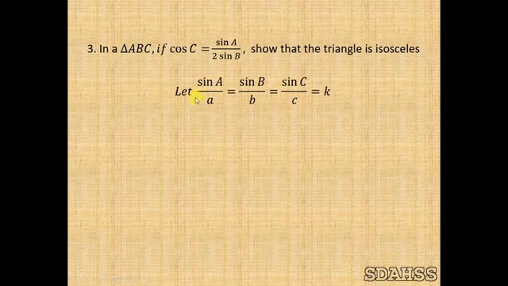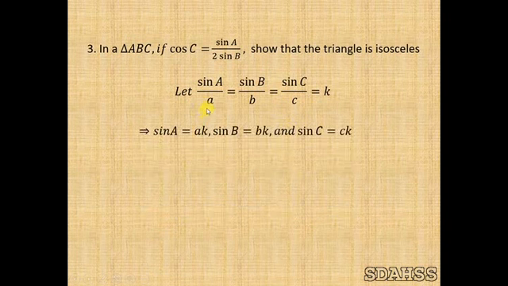Consider the sine formula. We know that sin A by A is equal to sin B by B is equal to sin C by C is equal to K. Let sin A by A is equal to sin B by B is equal to sin C by C is equal to K. Then equating on both sides, we have sin A is equal to AK, sin B is equal to BK and sin C is equal to CK.